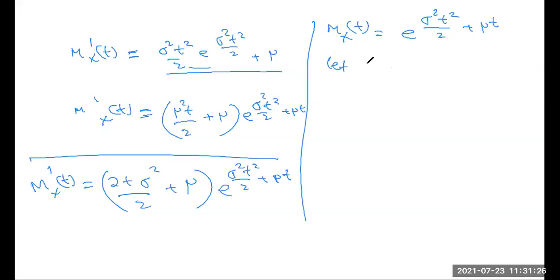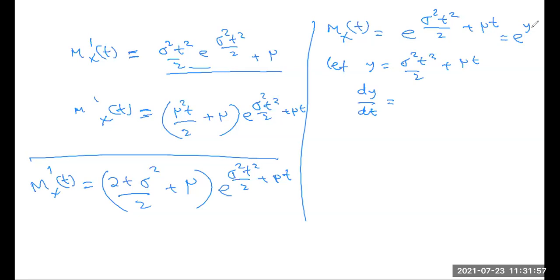To simplify, let y be equal to sigma squared t squared over 2 plus mu t. So you want to differentiate y with respect to t. You let y be the exponent so that the whole term there becomes exponent of y. You understand?